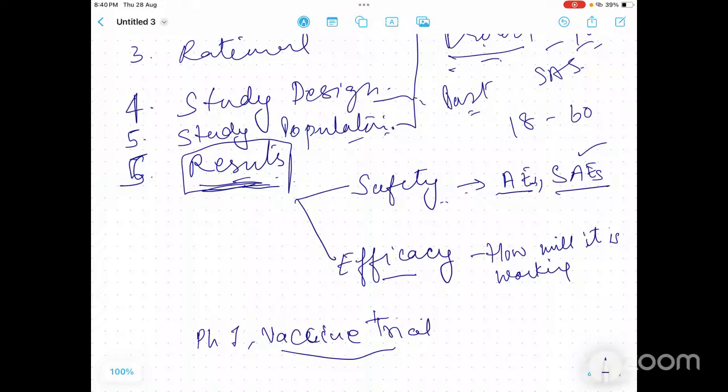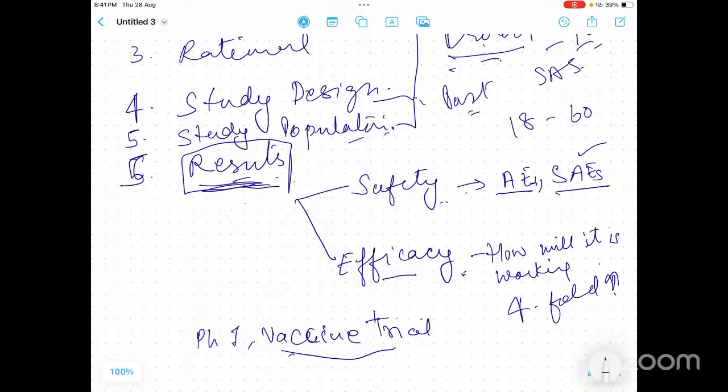So how well is it working? For a vaccine trial, what will be the antibodies, immunogenicity? So that data will come. Fourfold immunity increase. Have they achieved it or not? So I'm trying to give you examples of how you put data in your CSR.